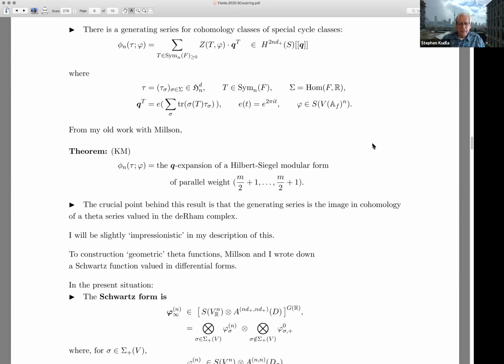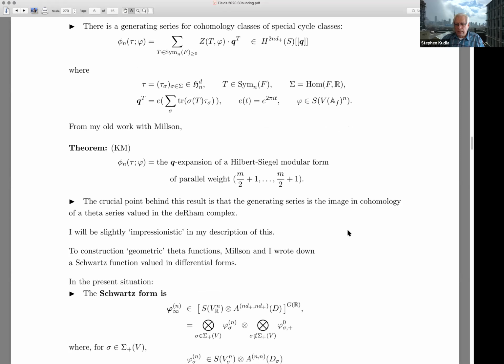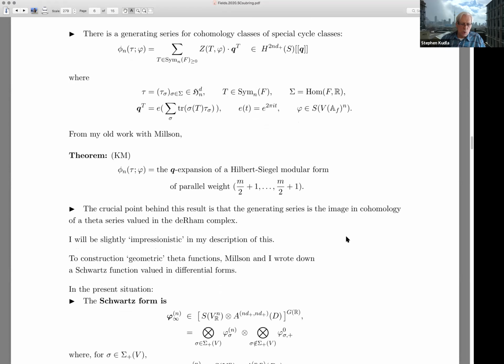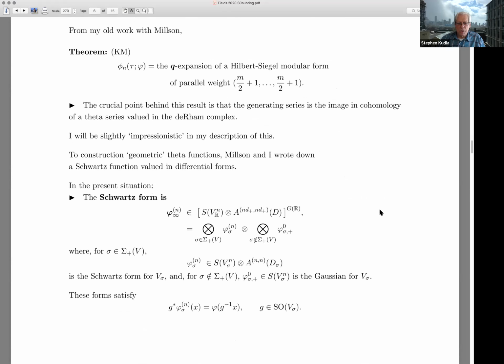In any case, the point is that the way this gets proved is by actually writing down a representative of this generating function valued in the de Rham complex of the Shimura variety, which is literally a theta function. And then that will allow us to compute cup products. So let me just describe very briefly how that works. The idea is, and I put up some disastrous slides in a pre-talk about constructing theta functions, so that's supposed to be making this part of the talk easier.